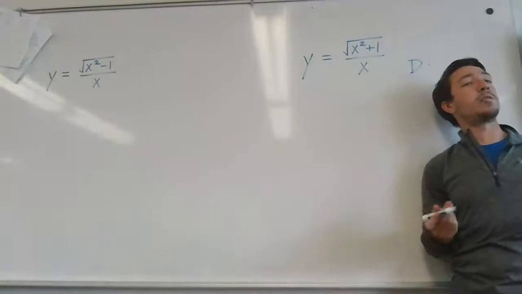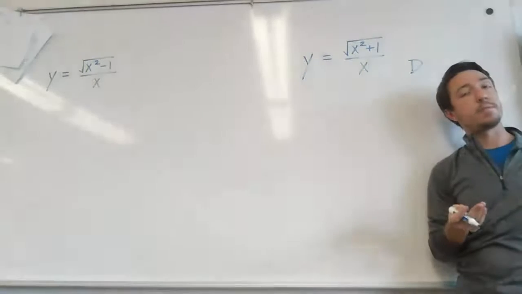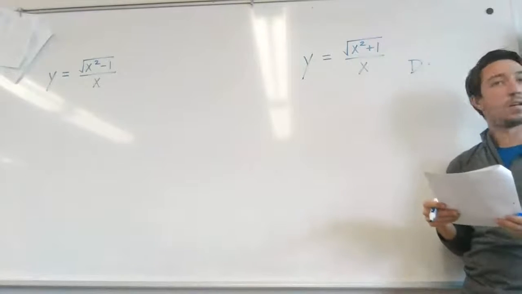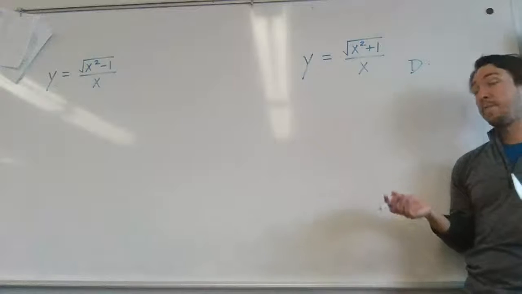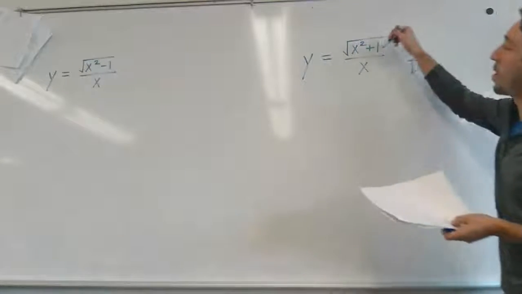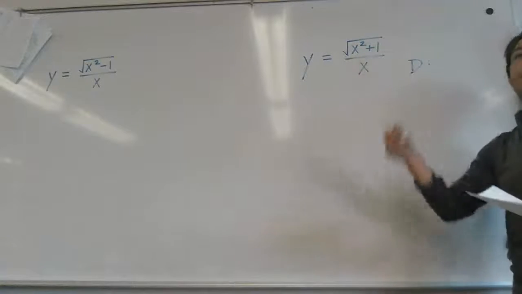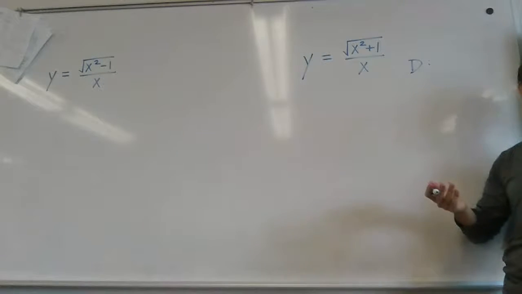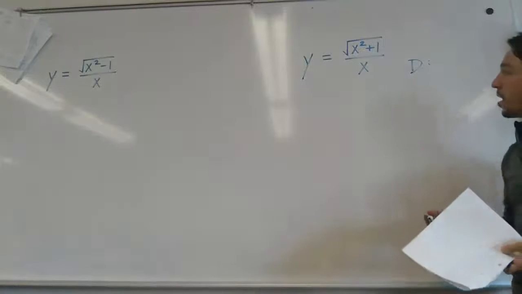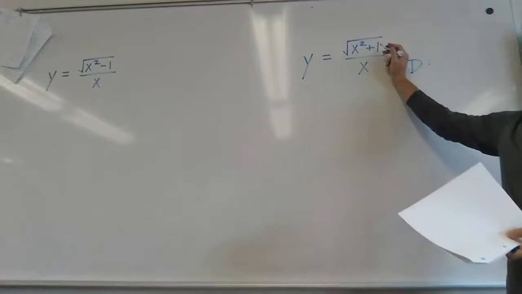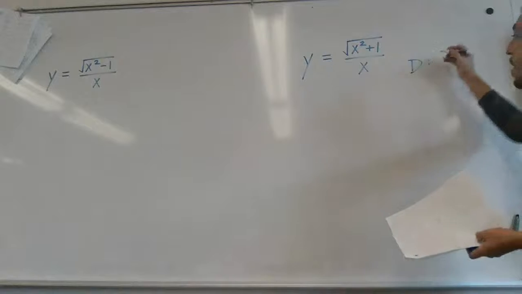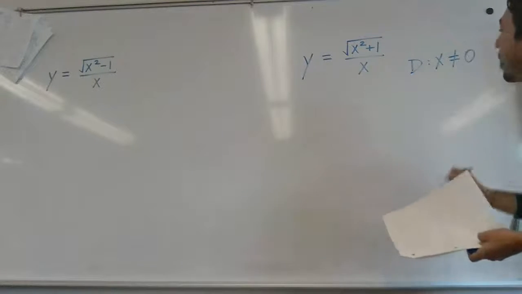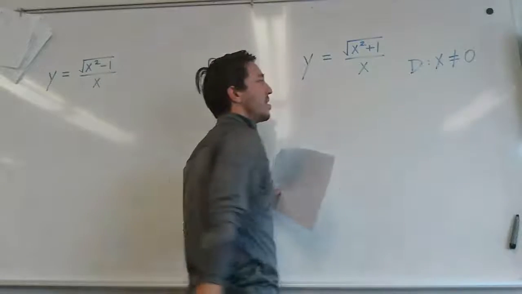Because for square roots, what can you not square root? Negative numbers. Can this thing ever be negative? Yeah. X could be negative, but can the thing we're taking the square root of, this x squared plus 1, ever go negative? Is it possible? No. So that's nice because you go, oh, that actually makes things easier. Because this top, I don't have to worry about it. But the bottom tells me that x cannot be 0. That's the only number that's a problem.